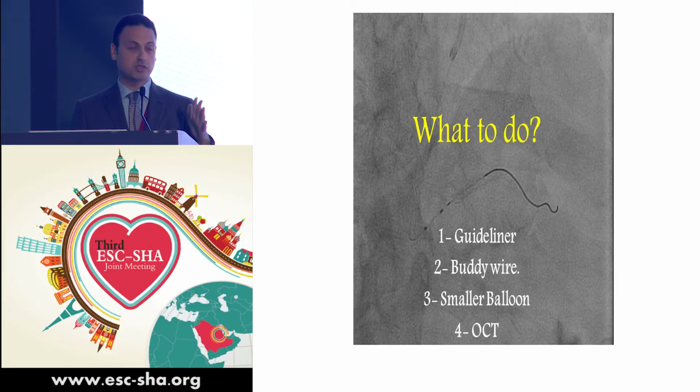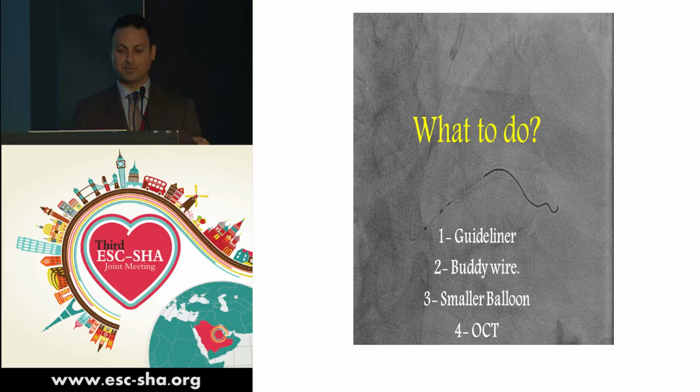So what should I do? Should I get a guide liner to improve my support? Should I take a buddy wire to give better support? Should I try a smaller balloon? This is a 3.0 balloon. Or should I repeat the OCT? And what I did is OCT.